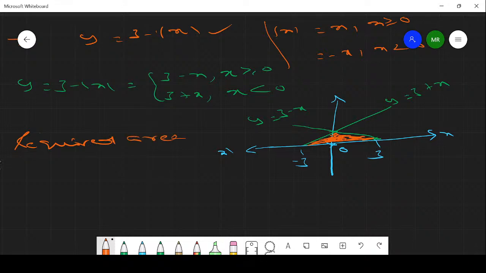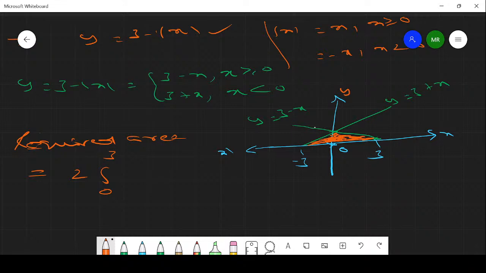Required area is equal to, this is symmetric, so I can write 2 into integral 0 to 3. Why 2 into? Because it is symmetric with respect to the y-axis, right? So 0 to 3 and 0 to minus 3 are the same. For 0 to 3, upper curve minus lower curve. This curve I can consider, upper curve minus lower curve. Correct.